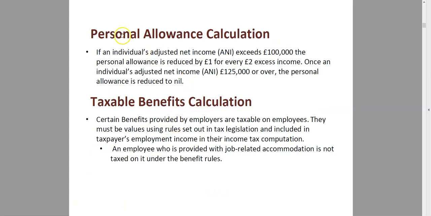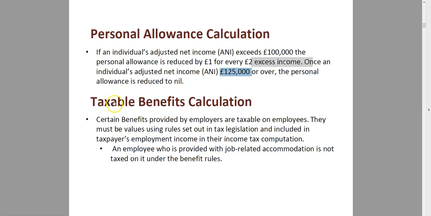Personal allowance calculation. Remember, if someone's earning is more than 100,000, this person starts losing the personal allowance. For example, if someone's earning is 110,000, they will only get half of the personal allowance that is the excess of 100,000. If someone reaches £125,000, this person will not be entitled to any personal allowance. So if someone earns 125,000 or more, this person will not get any personal allowance, that is 12,500.